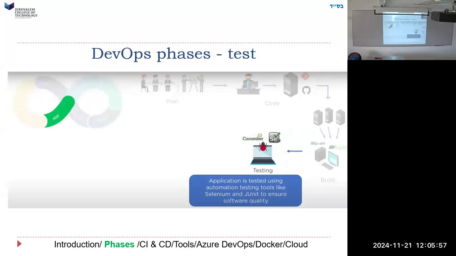Then we get to the test phase. The application is tested using automation testing tools like Selenium and JUnit to ensure software quality, right? There's two ways to test programs. One is you hire a team of people to try every possible click and see if they all work. The other is you write a program that tries every possible click. That's called automated testing.